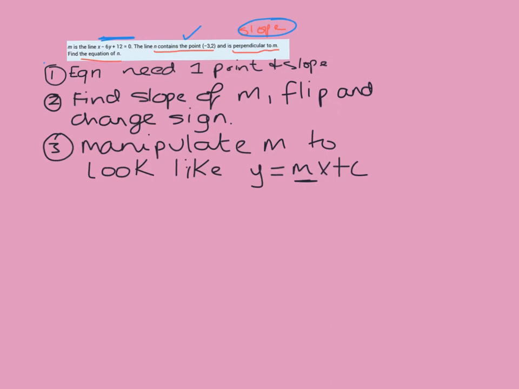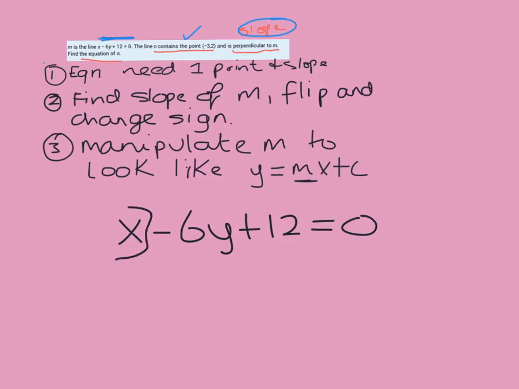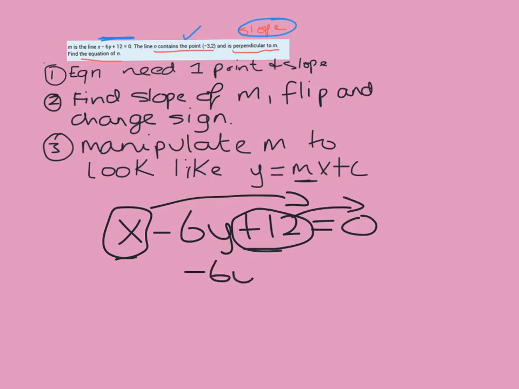Okay, so let's do that. We have x minus 6y plus 12 equals 0. So I just need, as we can see from here, the y on this side and everything else on this side. So I'm going to take this over here, and I'm also going to take this over here. And I'm going to get minus 6y equals minus x minus 12.